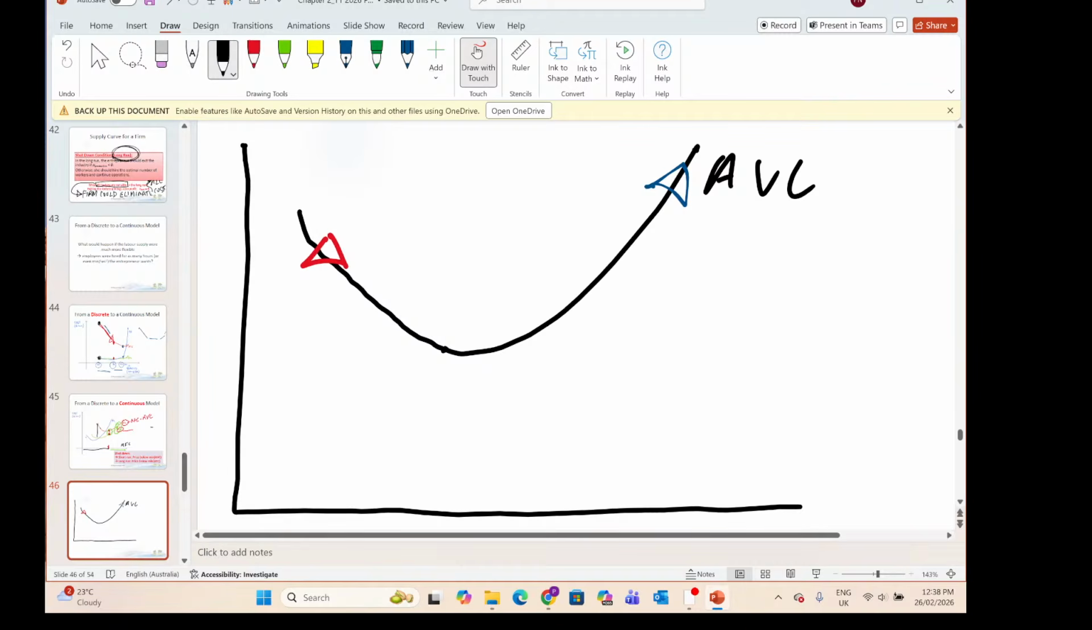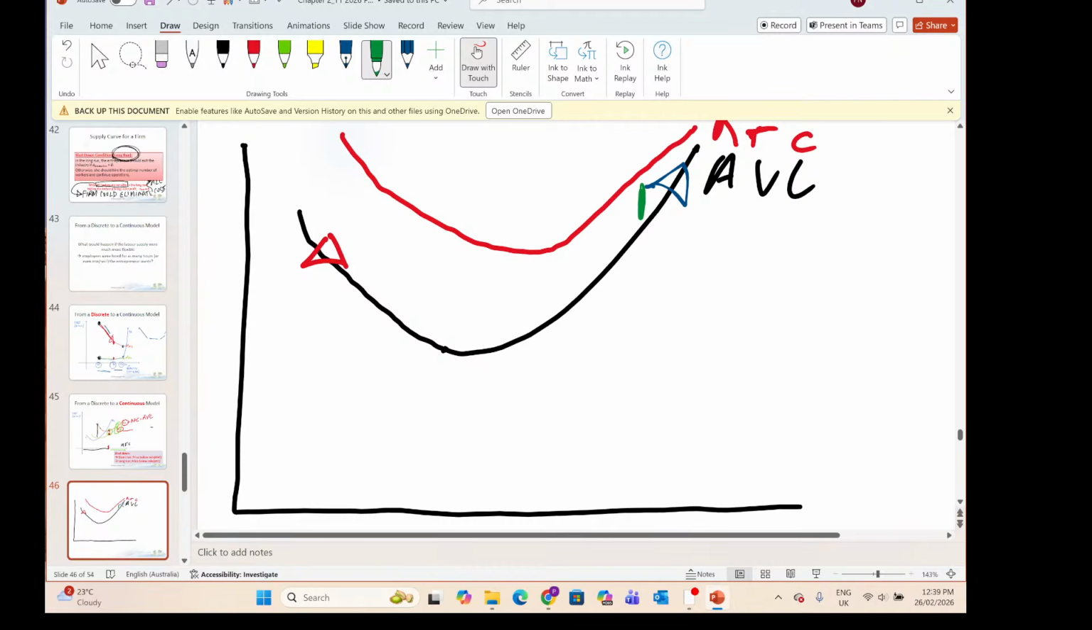I'm now going to draw the average total cost. Here's our average total cost. Getting closer and closer, not parallel, because the average total cost gets closer and closer, because the average fixed cost, which I've just shown as a little green dash there, is getting smaller.